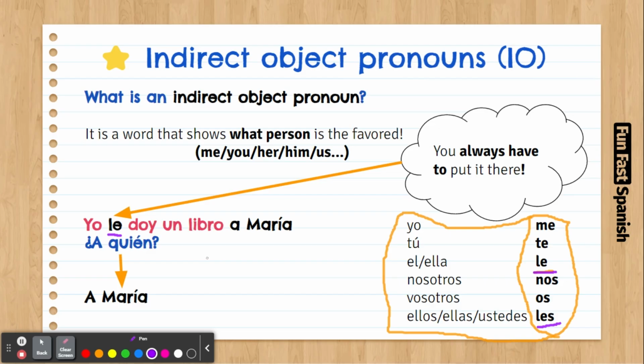And if you wonder why we do this, it is because le could be him or her. I give her a book, but it could also be I give him a book. That's why we have to specify who you're talking about, because le could work as him or her. That's why we have to specify here to make it clear.